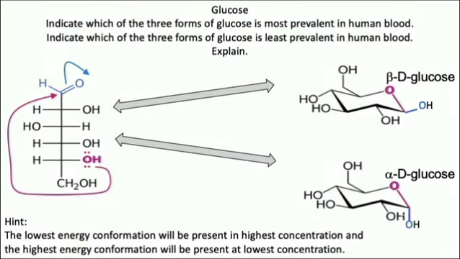I would like you to look at alpha and beta glucose and tell me which of these you think will be most prevalent in human blood. Please pause the video and answer the question now.